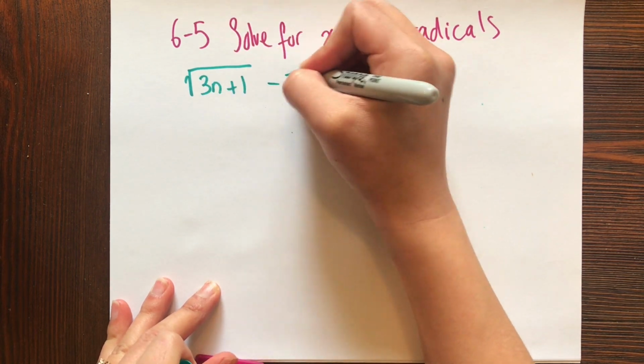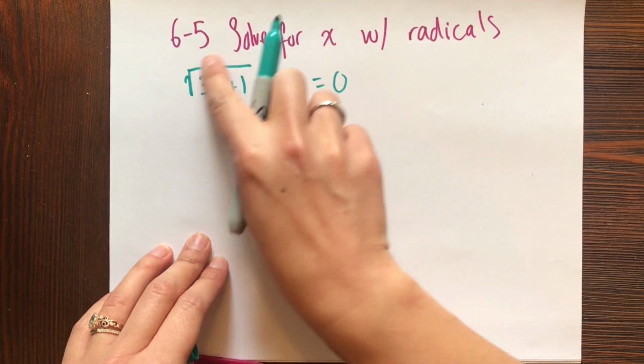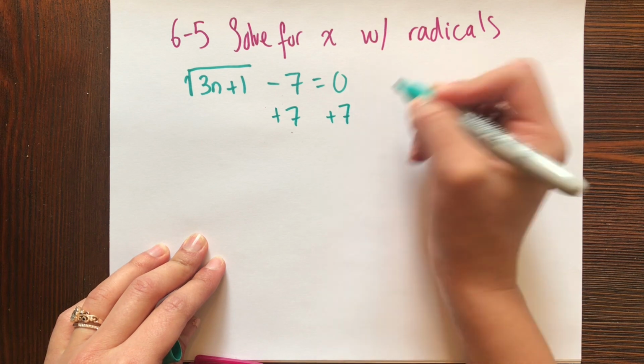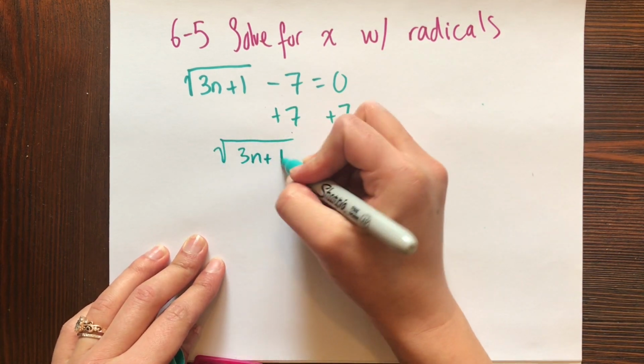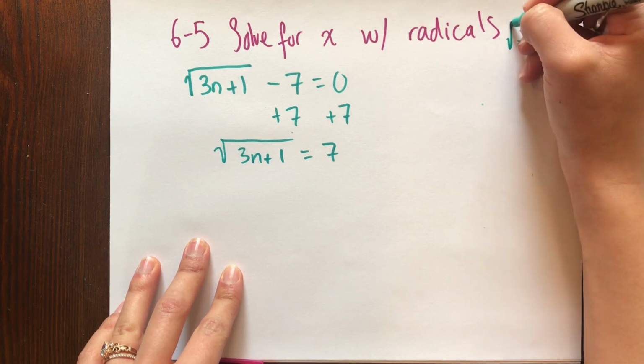Suppose you have the square root of 3n plus 1 minus 7. Now, the very first thing is that I want to isolate n, right? So I kind of want to get this other stuff on the other side. So I'm just going to add 7 as a first step so that I get the radical by itself. Always get the radical by itself.